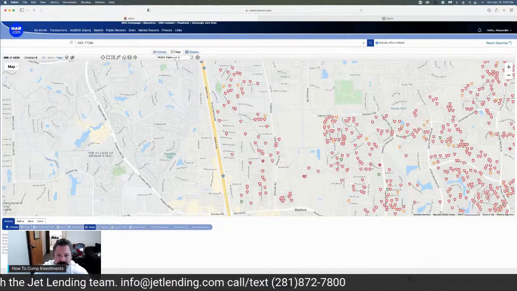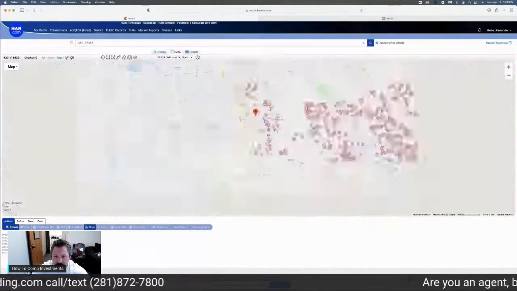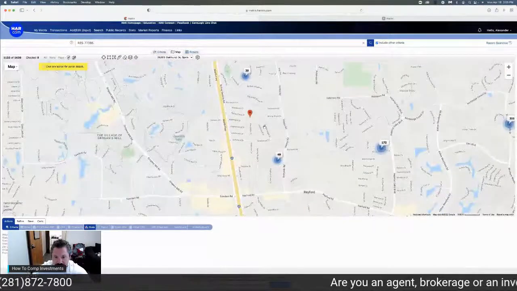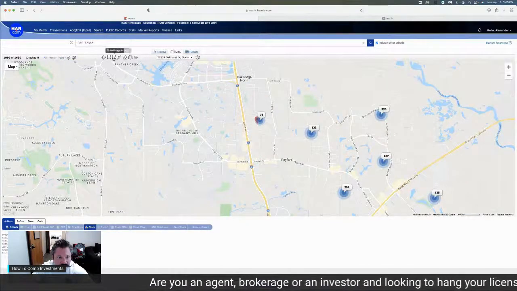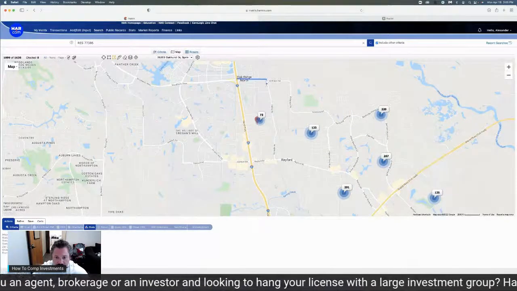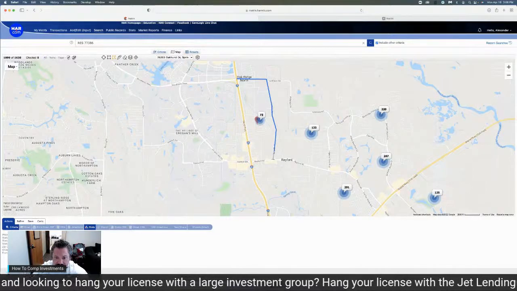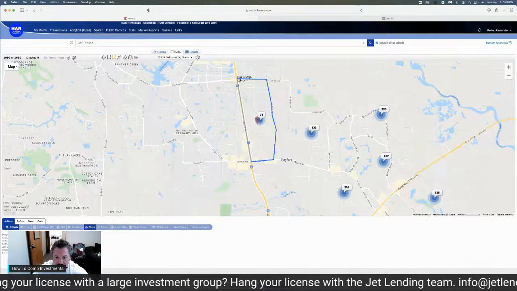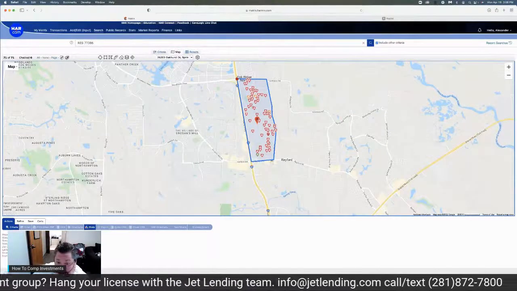Oakhurst Drive. There it is. Okay. Look at all those properties in this area. So some major streets and landmarks here are right here in Oak Ridge North, down Hannah, all the way up 45. That's way more than 3 properties, okay?